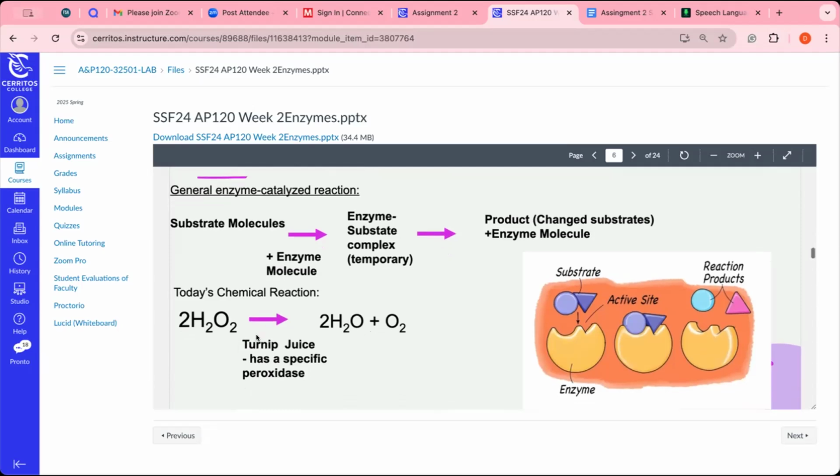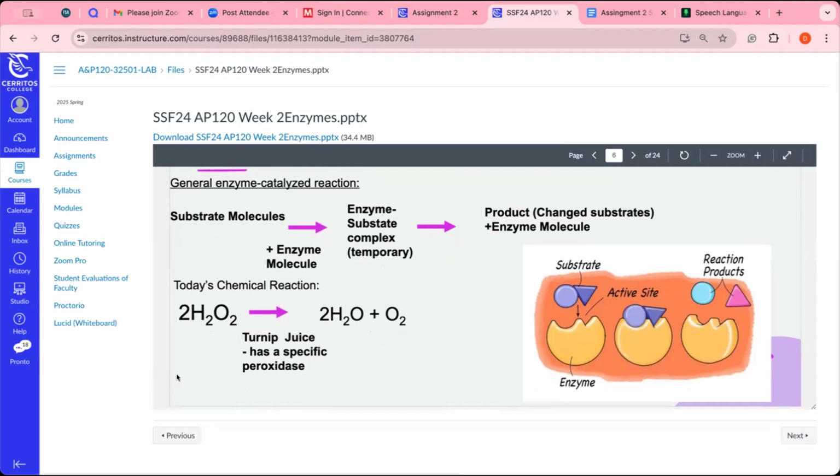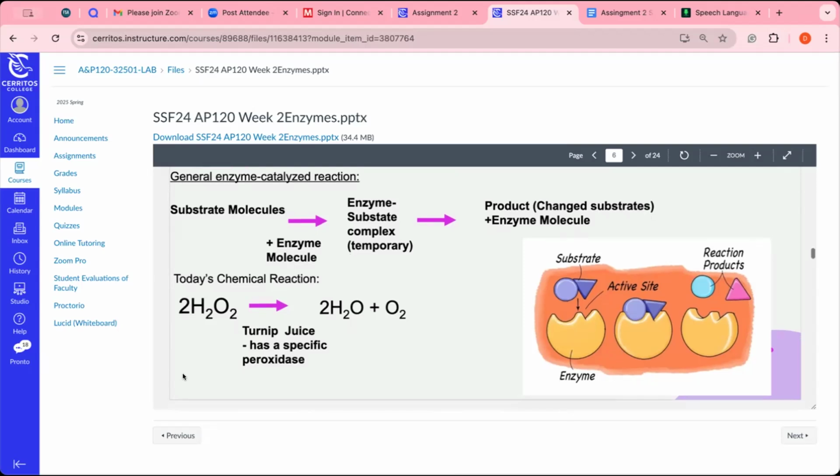So again, this picture on the right is just a picture of what the words tell you on the top. You have an enzyme, and then you attach the substrate to it. Then they bind to an active site, and then after the reaction, the products are produced and the enzyme detaches.